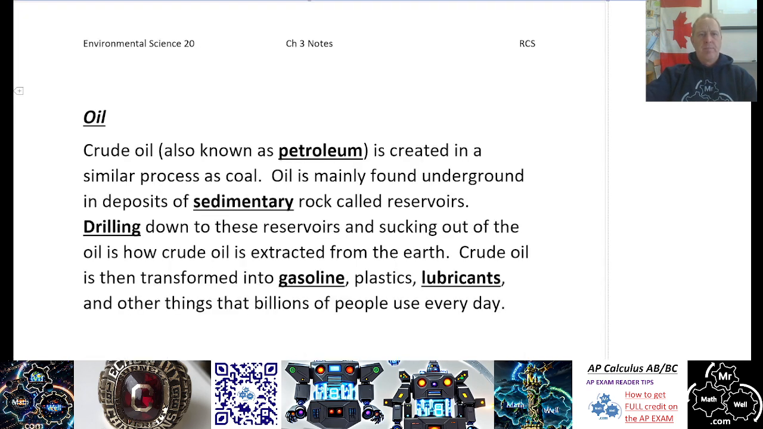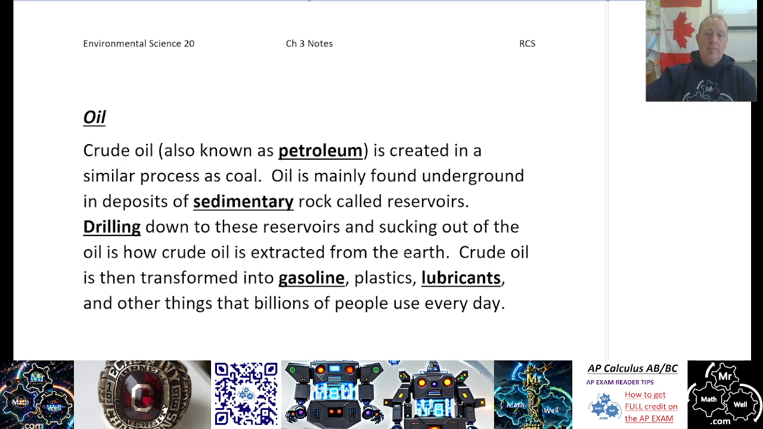Oil. Okay, crude oil, also known as petroleum, is created in a similar process as coal. Oil is mainly found underground in deposits of sedimentary rock called reservoirs. Drilling down to these reservoirs and sucking out the oil is how crude oil is extracted from the earth. Literally, you drill a hole and you just suck all the liquid oil out. So coal is hard, solid.